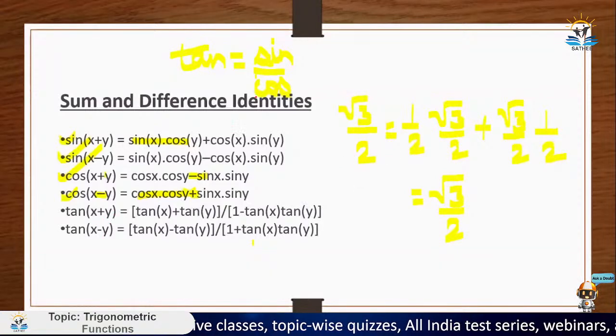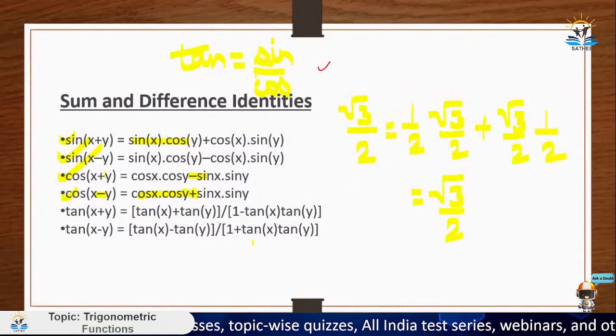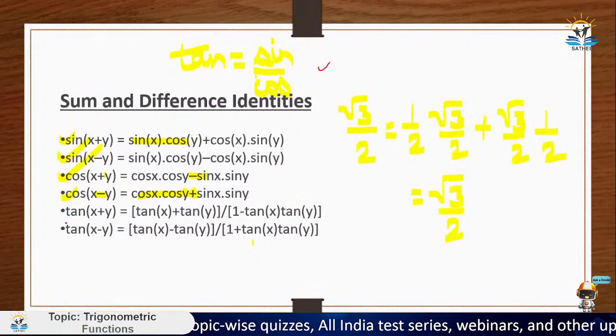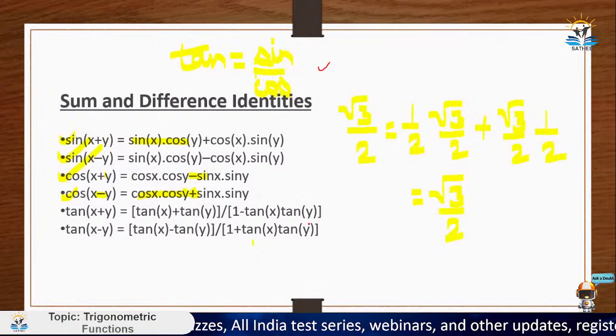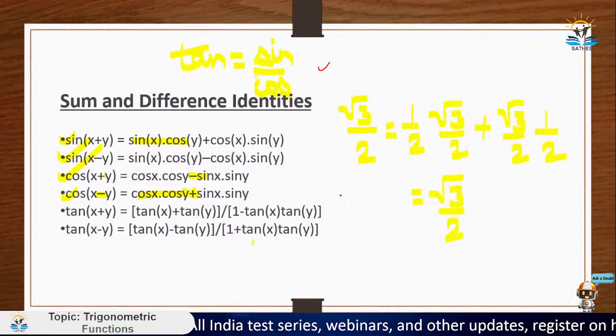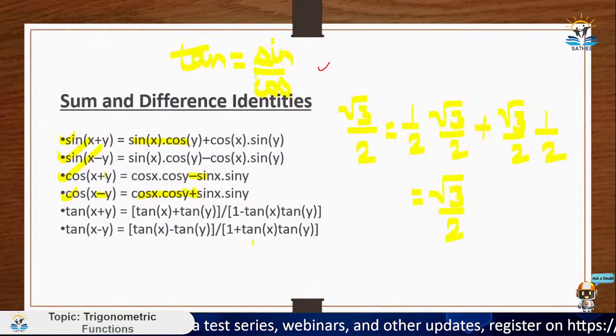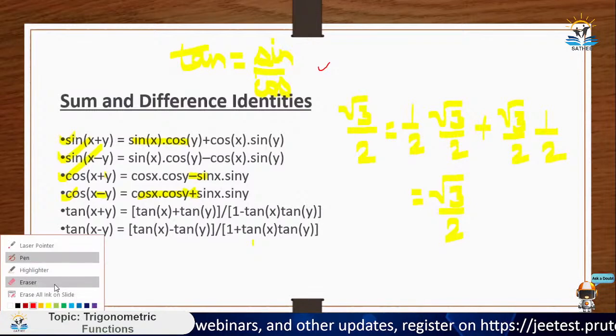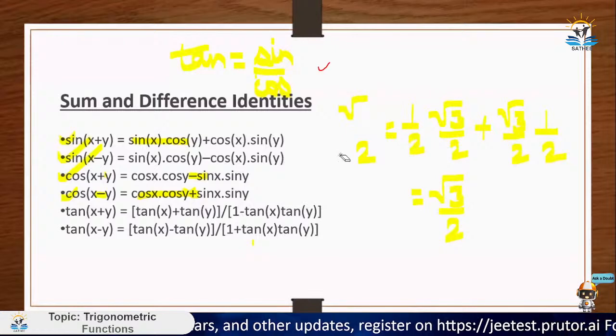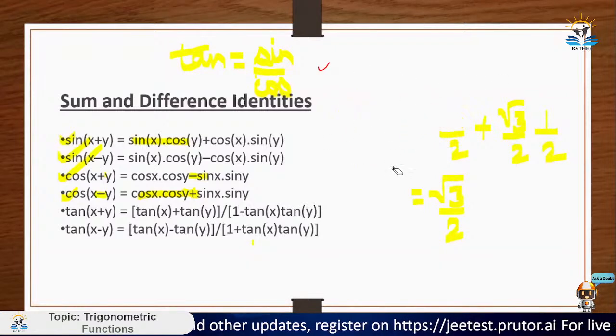So basically you can take tan as sine upon cos. So you can do it this way also. But let me prove it. Tan of x plus y is equal to tan x plus tan y upon 1 minus tan x tan y. So you can again prove it this way. Let me prove it for your easy understanding.